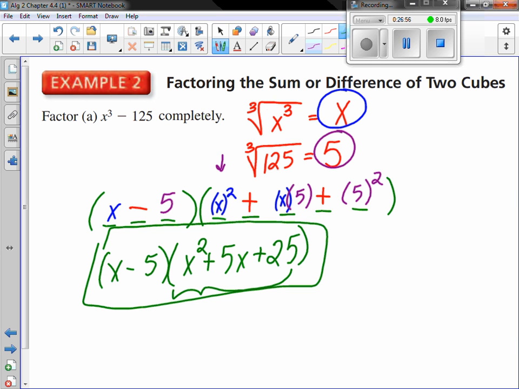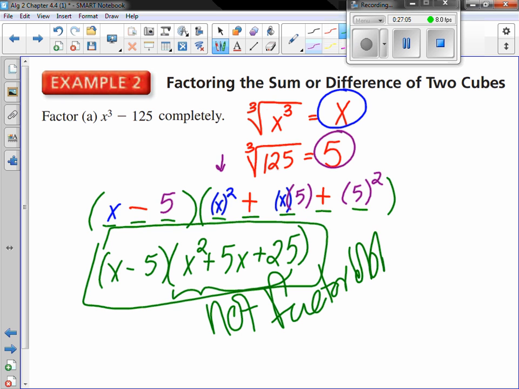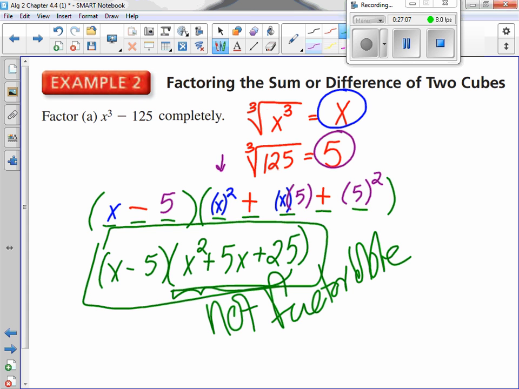It works out that the quadratic that comes out of these sum and difference of perfect cubes is not factorable. This thing will never be factorable, no matter what we come across. So the quadratic that comes out of these sum and difference of perfect cubes will not be factorable. Questions on this here? We good with this here? Yes?